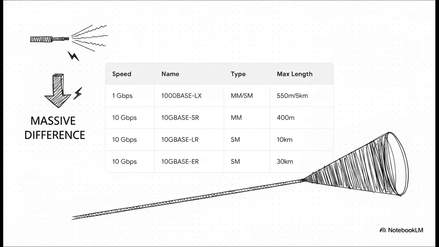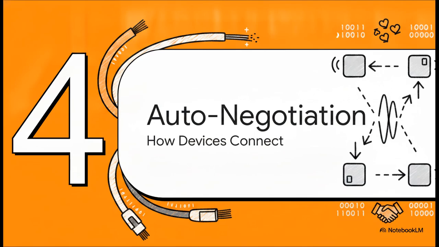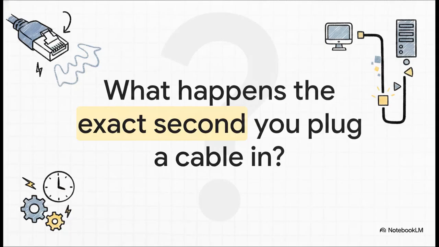It's just incredible. Okay, wrapping things up with Section 4, the auto negotiation handshake, or how these devices actually agree to talk to each other. So the next time you plug a cable in and hear that satisfying click, keep in mind that before you even touch your mouse, a super complex conversation has already kicked off.